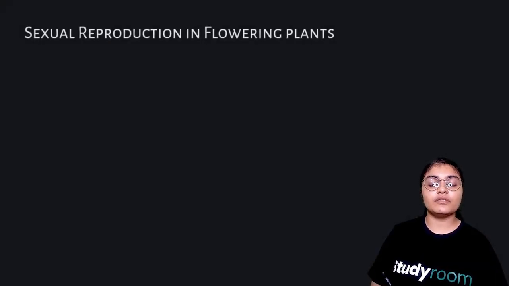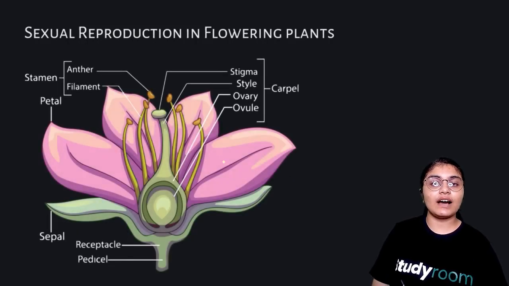Now we'll be studying the sexual mode of reproduction in flowering plants. So let us see how this sexual mode of reproduction takes place in flowering plants. We'll first understand the structure of a flower.